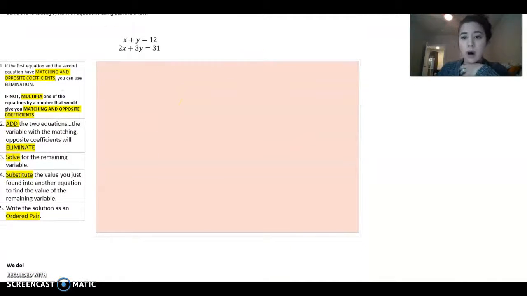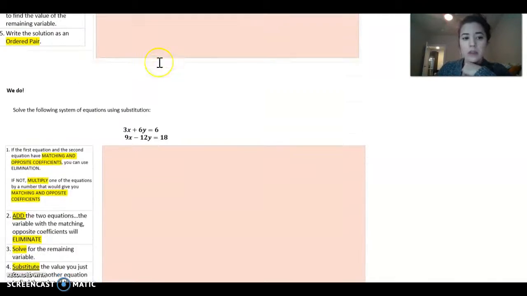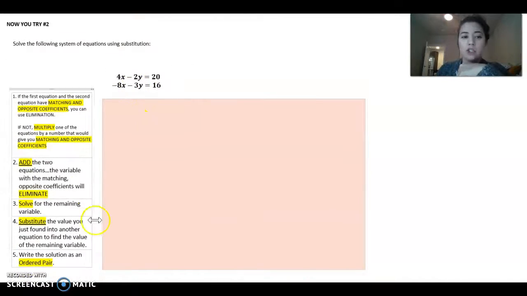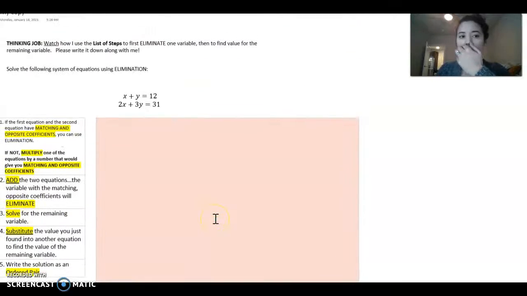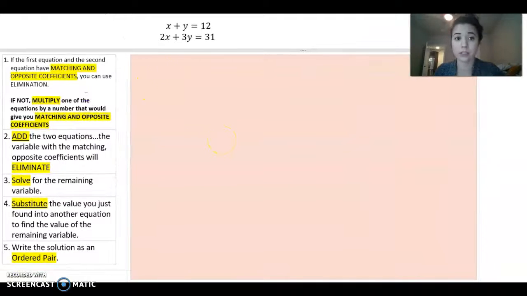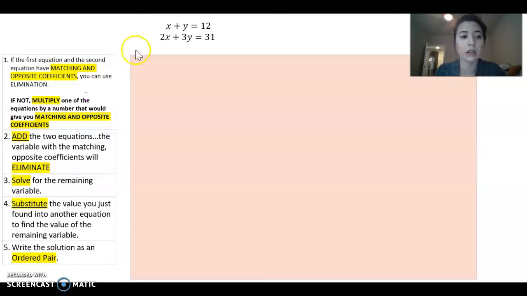I'm going to just model this first one, and then I'll ask you to stop and pause and try some bits and pieces of this one, and I'm going to have you try this one completely on your own. All right, so again, watch me as I fill this one out. Fill it out in your notes. I want you to be able to use this as an example to look back on. So fill it out along with me, and watch and listen.